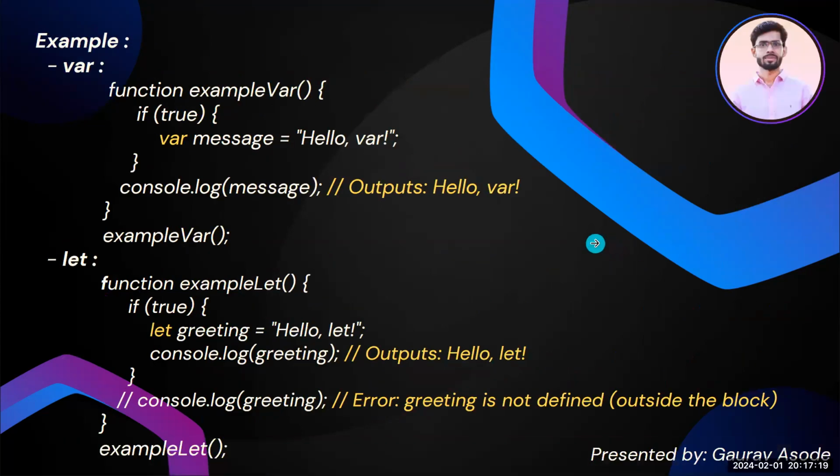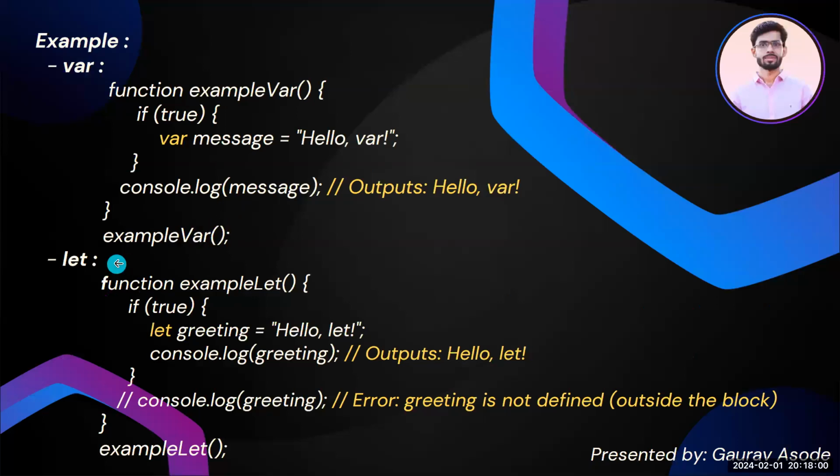Then let's see the example of that. Using var, as you can see, I have written a function called explain var, and inside that we have given an if true condition, and inside that we have declared the variable using var, message equal to hello world. As we declare the variable inside the function, it is accessible throughout that function. So if outside the if condition we console log message, it will give hello world as a result.